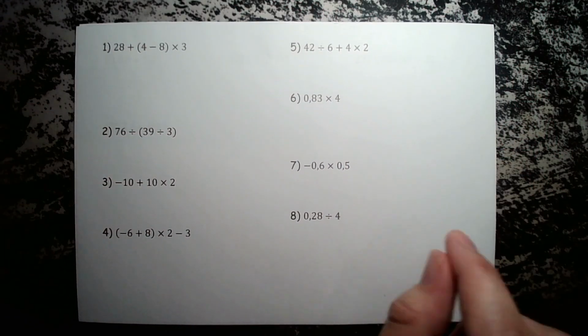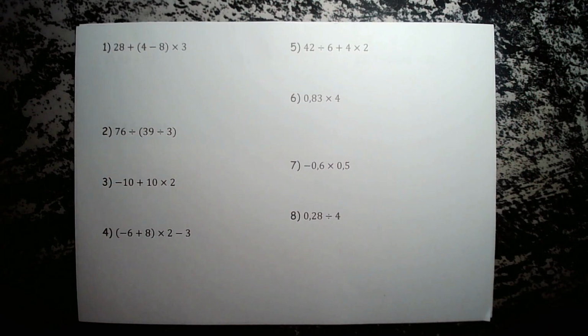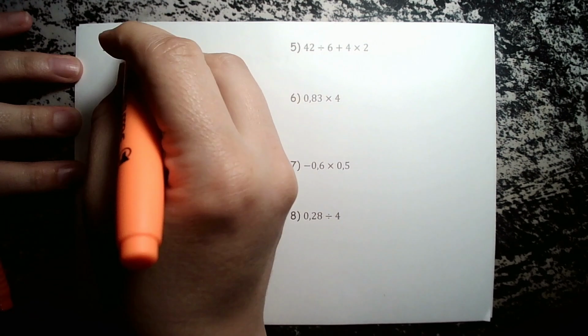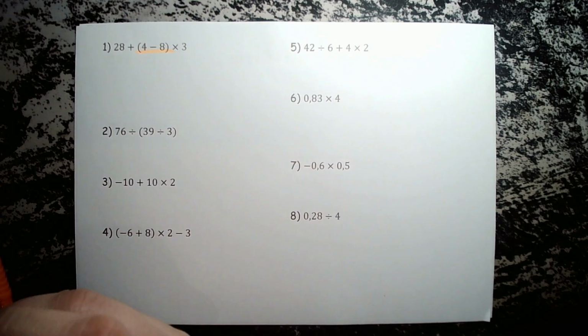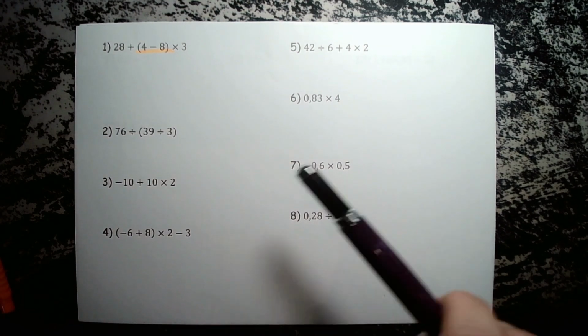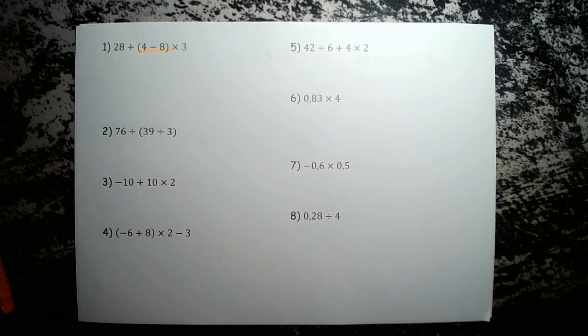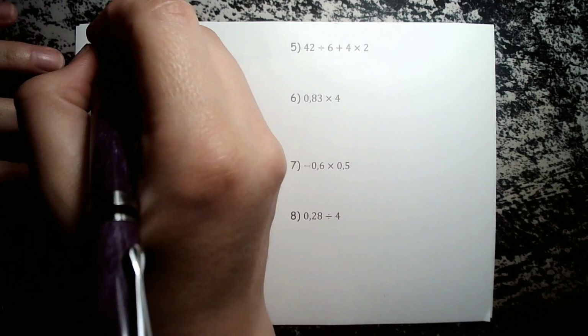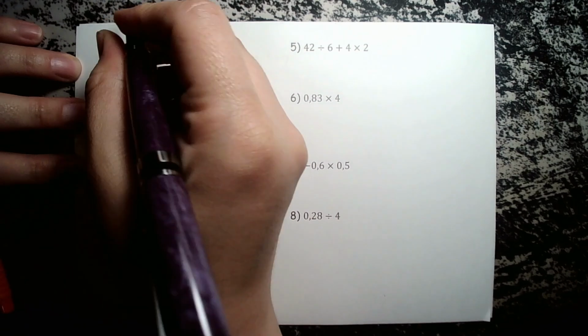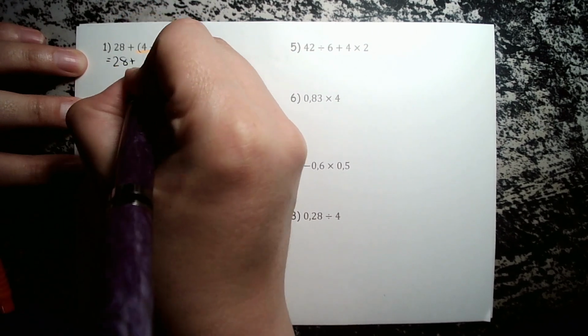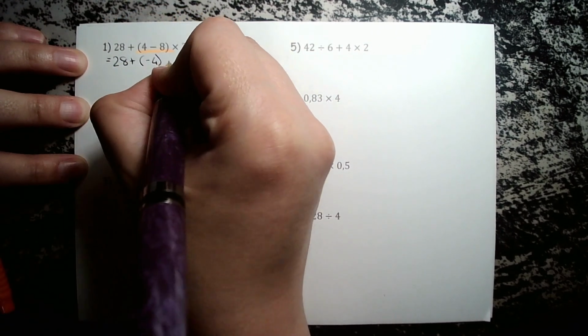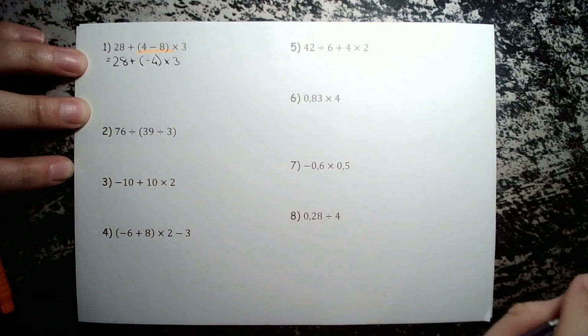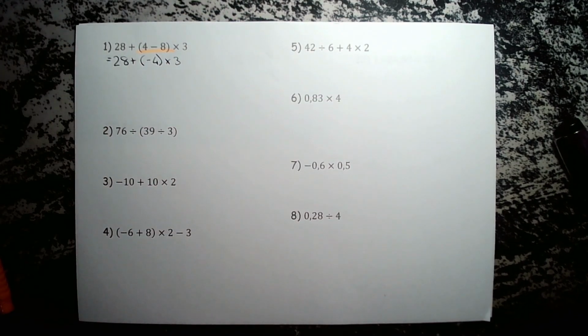28 plus, in brackets, 4 minus 8, times 3. According to BODMAS, we will first be doing the brackets. That is what we will do first. 4 minus 8 is negative 4. So 28 plus negative 4 times 3. Nothing else has changed. Only the bracket that we have applied has changed.